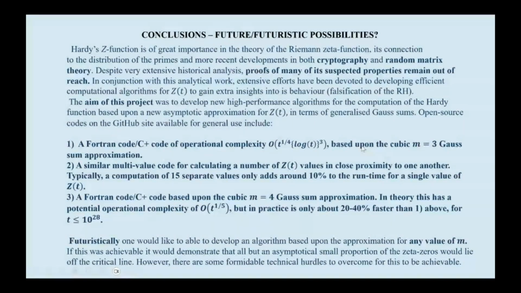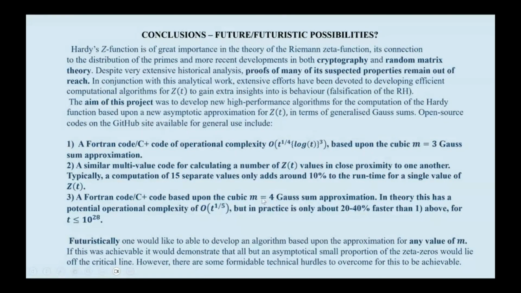There's a similar code that calculates one value of Z. There's a very similar multi-value code that computes multiple values of Z which are in close proximity to one another. So you can compute 15 separate values. And you think, okay, 15 separate values is 15 times this runtime. But actually, it isn't. You can do 15 separate values with only 10% of this runtime. I haven't really looked, but you could probably increase this to as high as 40 or 50. I haven't had time to look at that, but it's something to perhaps work on.